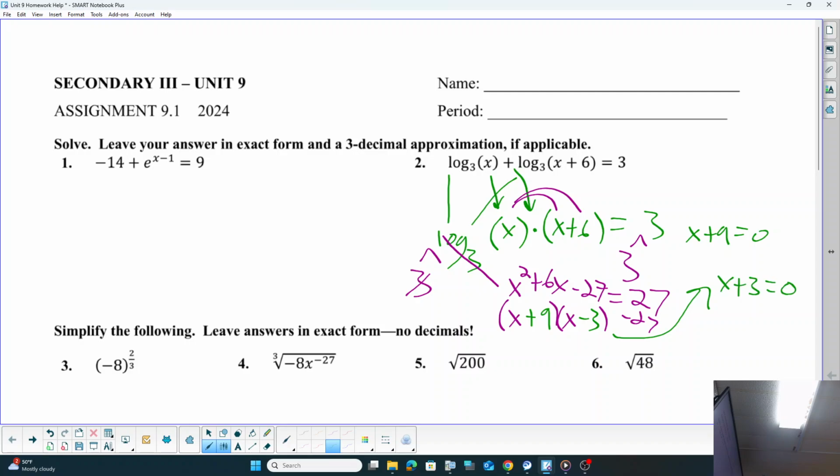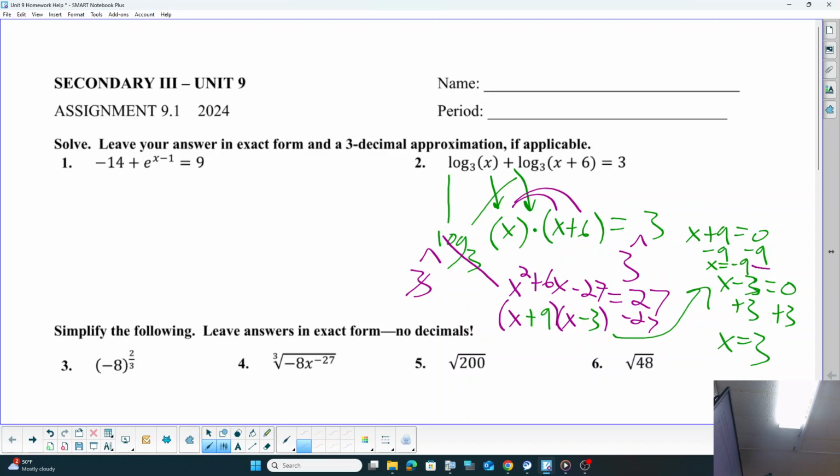And what happens when you set them both equal to 0? Well, you minus 9 to the other side. And when you do that, you get x equals negative 9. And when you add 3 to the other side, what do you get? You get positive 3. I'm feeling like we can't do log of a negative number. Let's see. Can you remember that part?